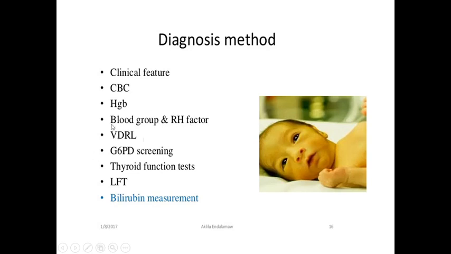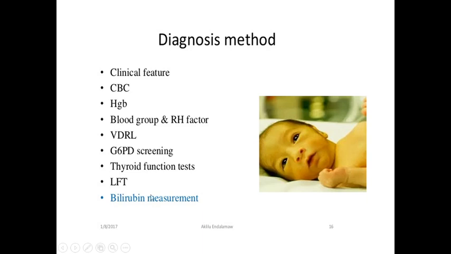Then you have to check for signs of TORCH infections. Now VDRL is a test which you do to diagnose syphilis. Sometimes when the mother had syphilis, it could have transmitted to the baby across the placenta, causing congenital syphilis in the baby, and this infection could be the reason for jaundice. So these have to be checked.